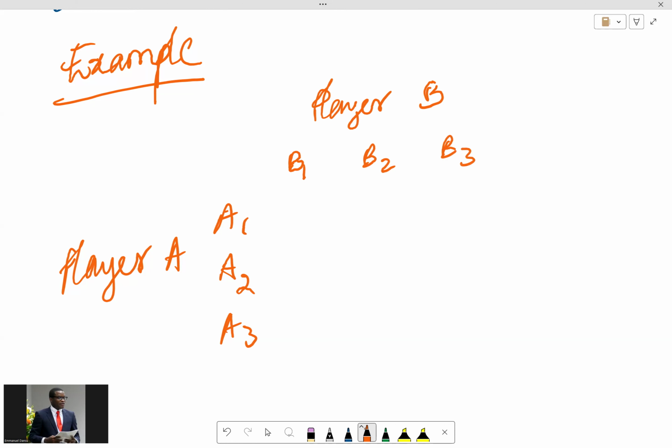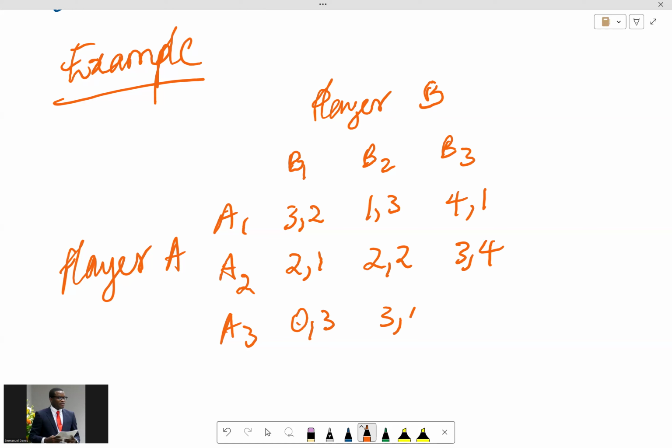Of course, their payoffs are as follows. We have 3, 2: 3 for player A, 2 for player B; 1, 3: 1 for player A, 3 for player B; 4, 1: 4 for player A, 1 for player B. Then we have 2, 1: 2 for player A, 1 for player B, and so on. So 2, 2, 3, 4, 0, 3, 3, 4, 1, 2. So this is the payoff matrix for the two players. Player A has strategies A1, A2, A3. Player B has strategies B1, B2, B3.